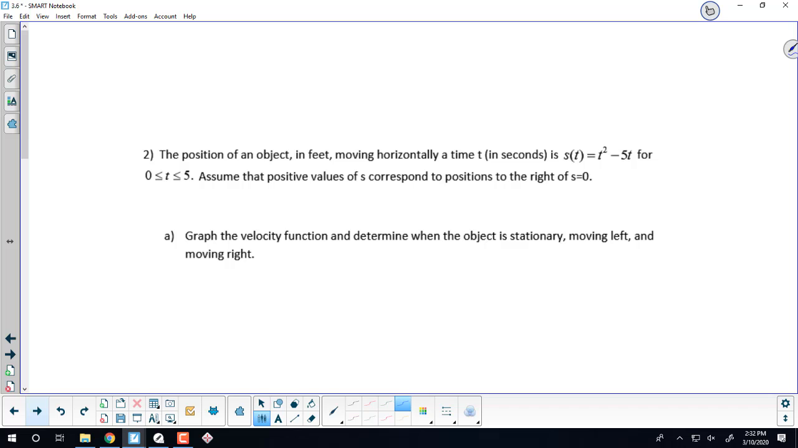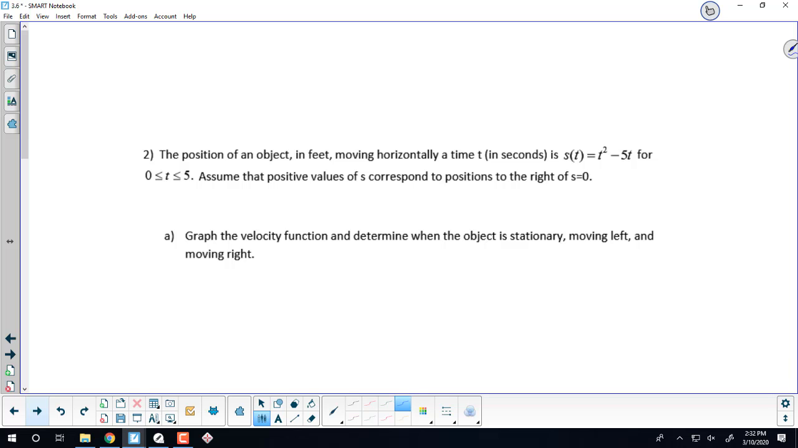Example 2, sort of similar. We've got a different kind of scenario, but we've got a position of an object that's moving horizontally at time t, measured in seconds, given by the position function t squared minus 5t, where t is in between 0 and 5. So we're only looking at the first 5 seconds. Assume that positive values of position correspond to positions to the right of s of 0. Now we're not talking about east and west, we're talking about left and right.